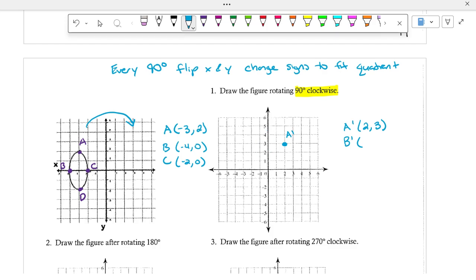All right. So think about what numbers are on the top of the y-axis. And you're still flipping X and Y. So what do you think the new point would be? 0, +4 for B. What about for C prime? 0, +2.